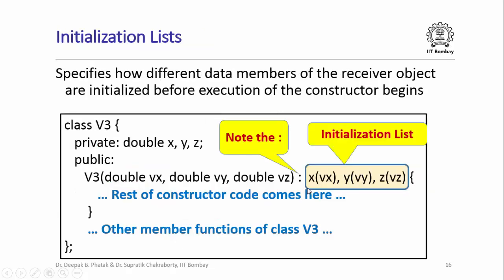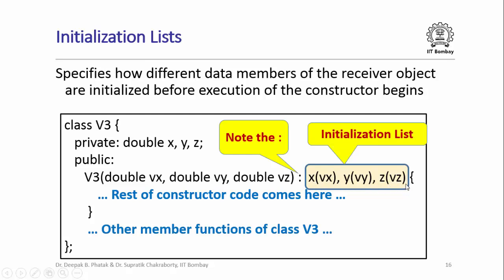Now in C++, there is also another very interesting way by which you can specify how different data members of the receiver object are going to be initialized before the execution of the constructor begins. For example, here is the class V3, once again having three data members X, Y and Z. Here is my constructor function which takes three parameters Vx, Vy, Vz, and after that I have put a colon here and then I have specified an initialization list here.